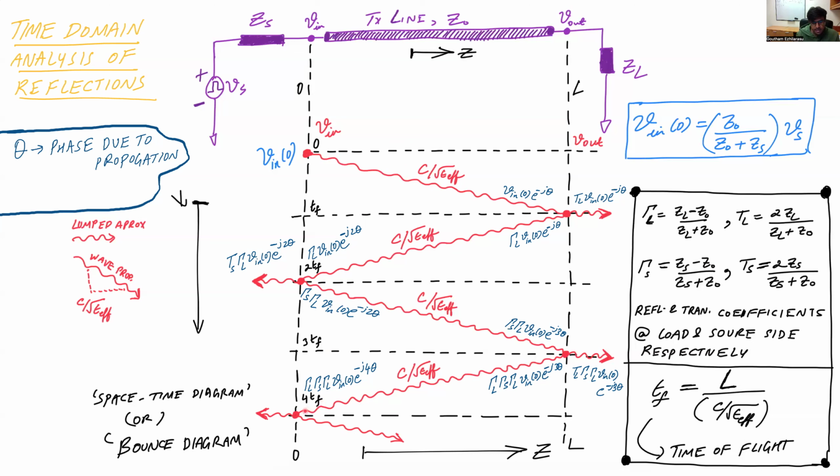At any given time, say you're looking at time steps 0, TF, 2 TF, 3 TF, etc., where TF is the time of flight. In order to know the voltage at any instant of time, say t, we need to add all the voltages that we would get. Initially the voltage was Vn of 0, and now you need to add to it this voltage wave, which is gamma times Vn of 0 e to the power minus j2 theta. You need to keep adding all of them to determine the voltage at the source side, and similarly add all the terms to get the voltage at the receiver side.